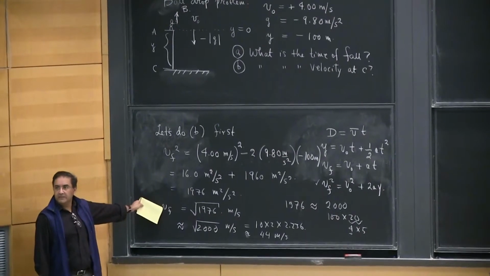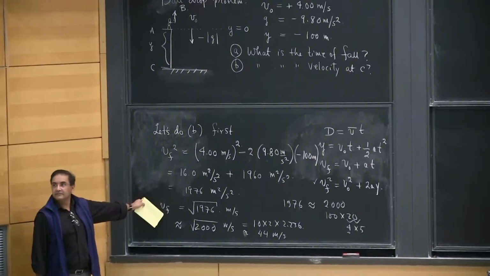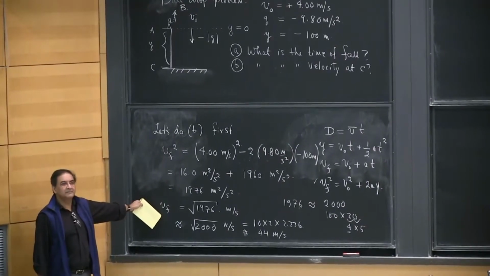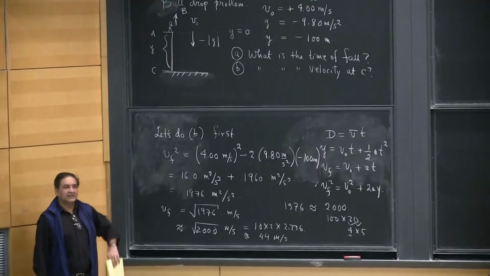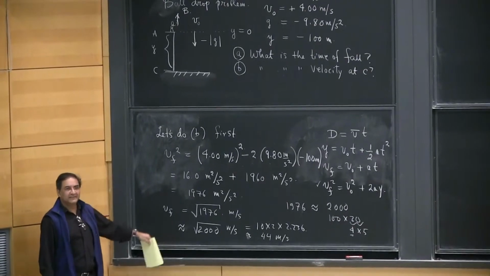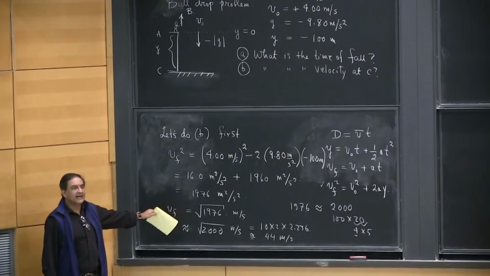There's something I've done which is not perfect here. What have I done? What have I missed? Square root? No, that I already acknowledged I missed. Something I didn't acknowledge.